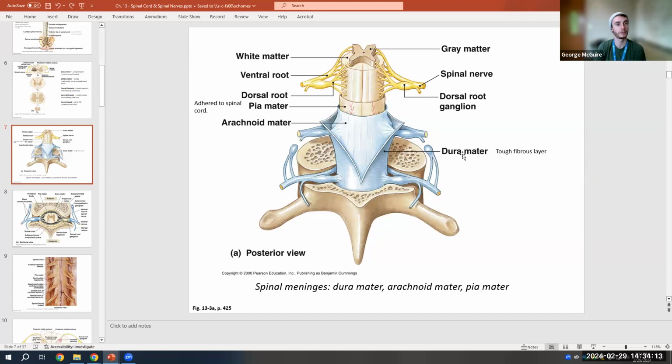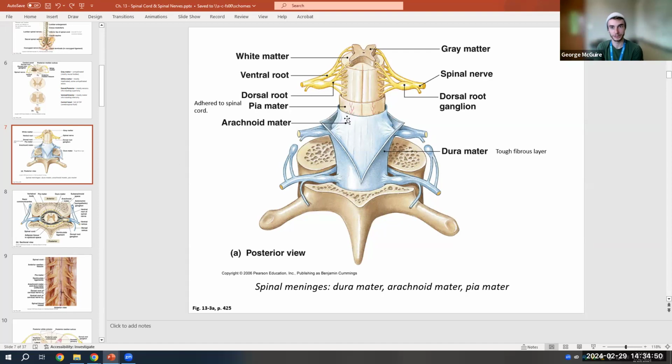Dura, you can think of durable. This is the toughest fibrous layer of the three. So the dura mater is the outermost. Deep to that would be the arachnoid mater. It is much more web-like, so less thick organization of the protein filaments and much more spreading, making almost a web-looking structure, thus arachnoid mater, referring to spiders. And then the deepest of our connective tissues is the pia mater. So that is what would be directly surrounding the spinal cord itself.